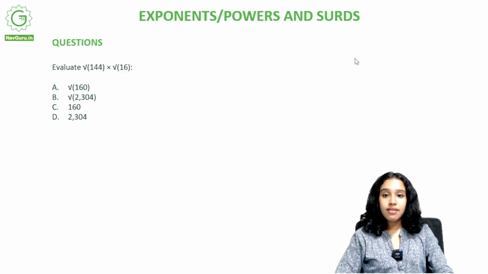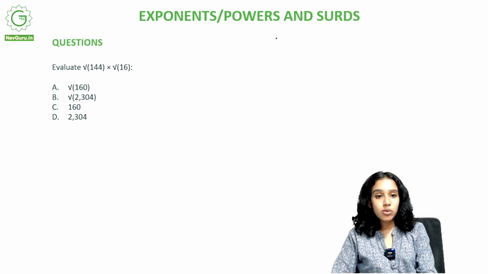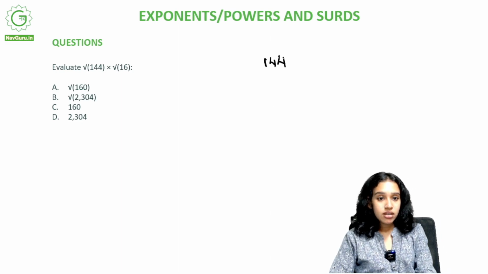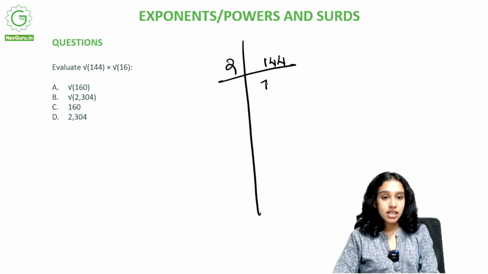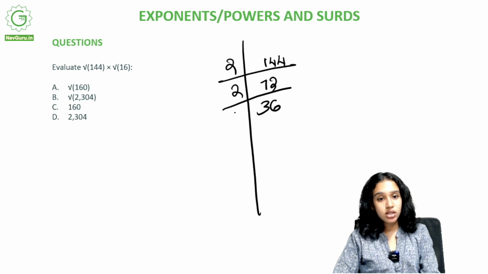Now, evaluate root of 144 into root of 16. Now let's find what is root of 144. We're doing prime factorization again. So 2 times it's 72. Again 2 times, it's 3 2s are 6, 1 2, 6 2s are 12.